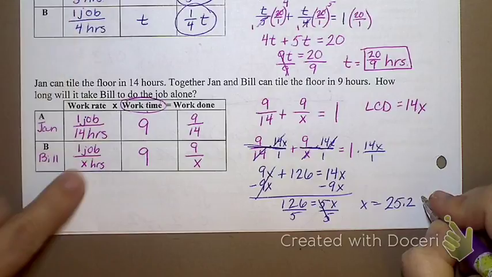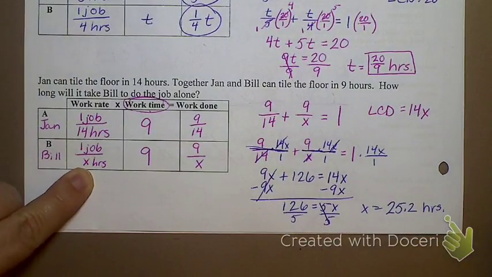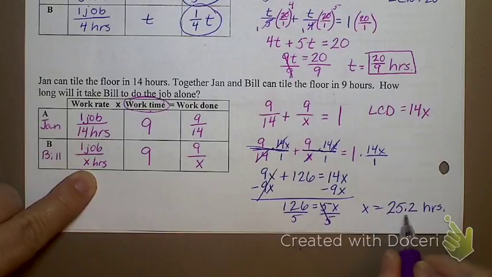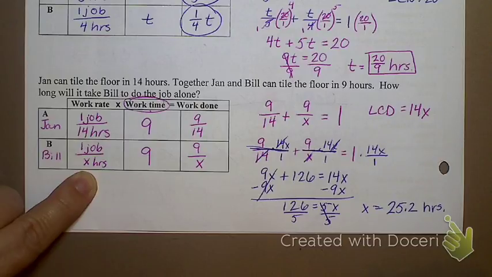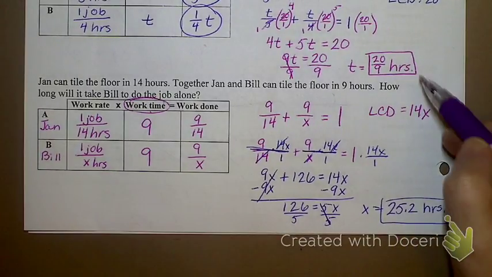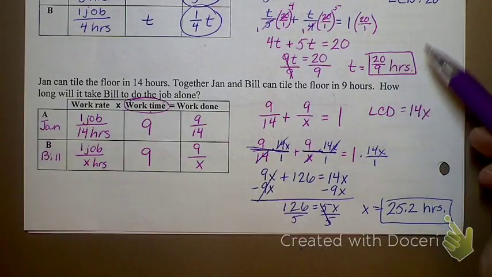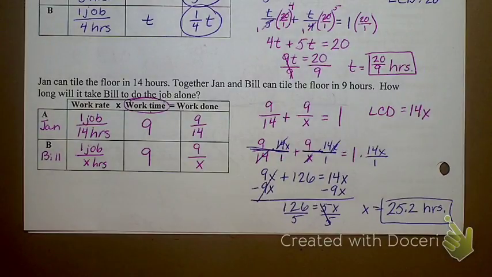So we're going to say, Bill, sorry, bud, you're a little short, or a little slow, but it takes you 25.2 hours to tile the floor by yourself. He's a little slow. Okay. Probably should have done that up here also, but at least this one was a little bit more reasonable to guess on, because 9 times 2 is 18, and that was pretty close.